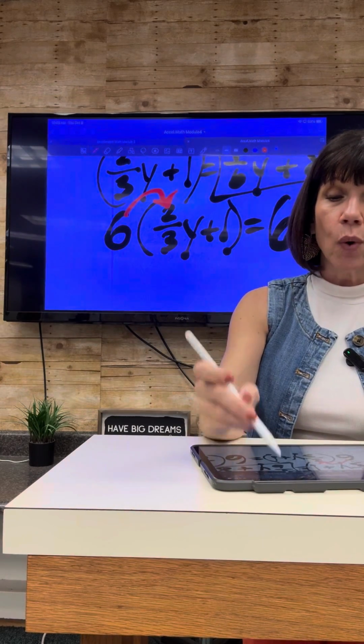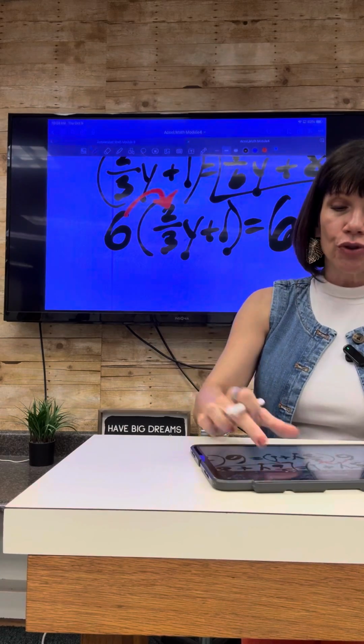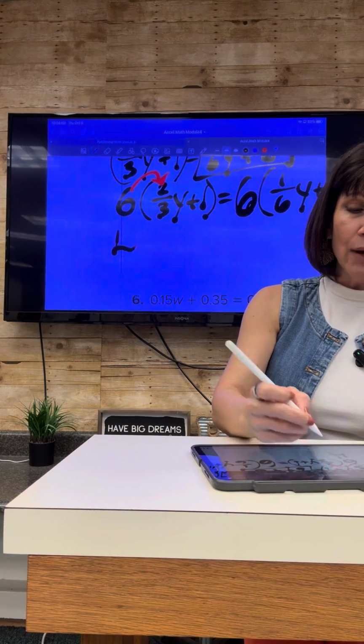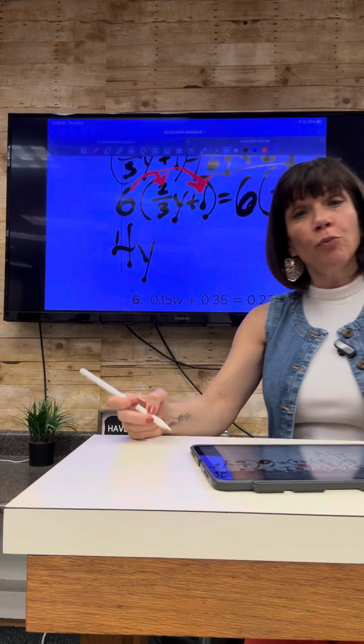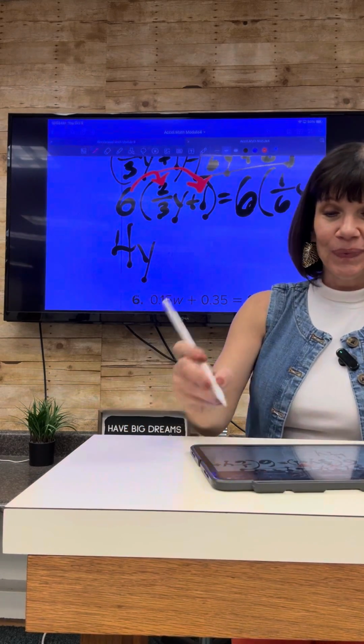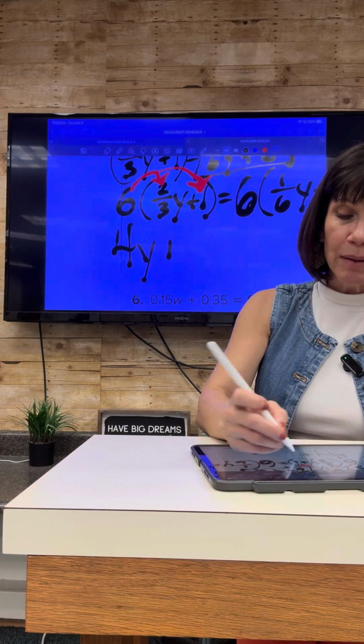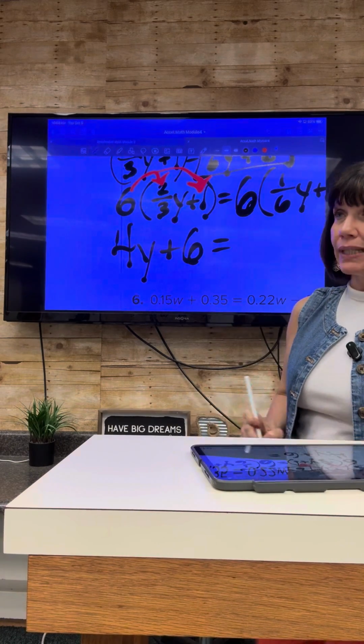How many of you got 4? Wave at me. Excellent. You should have gotten 4. Do I keep the y with it? Yes. Now please multiply 6 times 1. I hope you can do that mentally. What is the amount? It is 6. So please write plus 6 equaling.